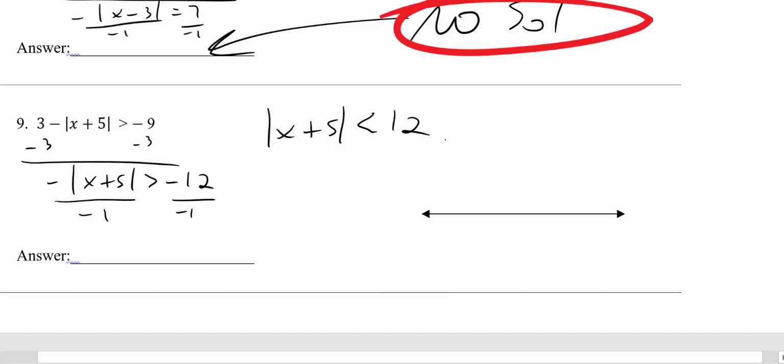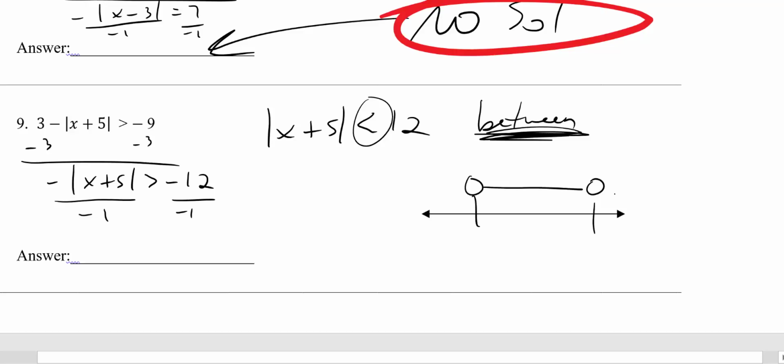That's important. So what kind of problem is this? It's a less than problem. You have to know that. Less than is between. You have to know it. Okay? So I know my answer is going to look like this. I just know it is. So I'm going to draw it. And so you're going to write x plus 5. You're going to put those arrows that way. They're always that way. There's a negative 12 here and a positive 12 here.